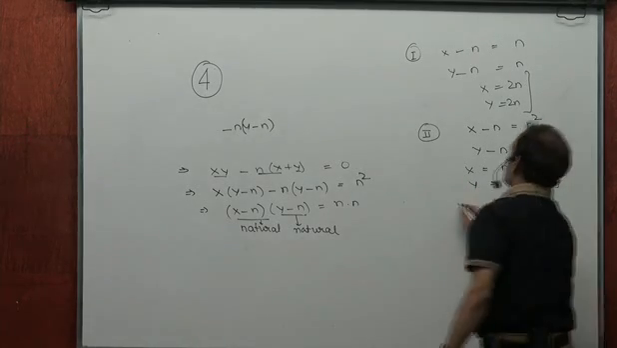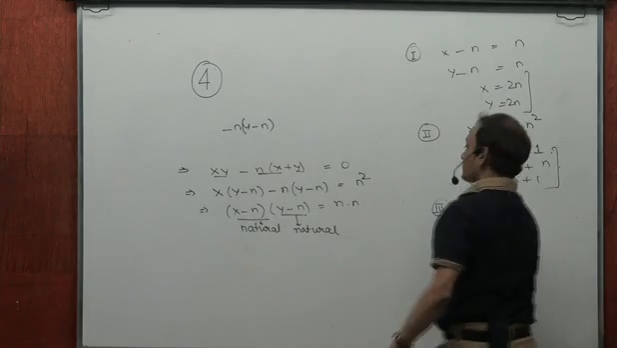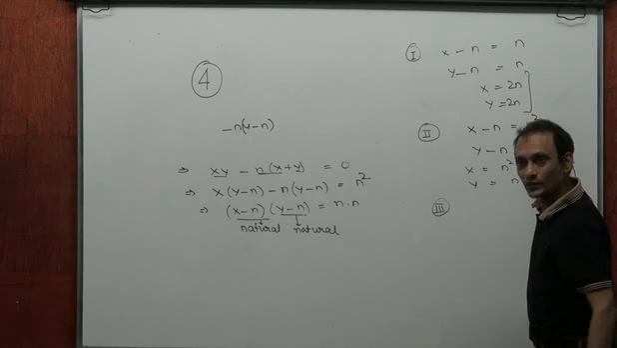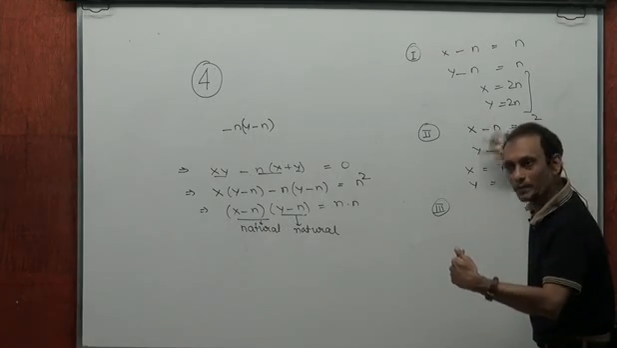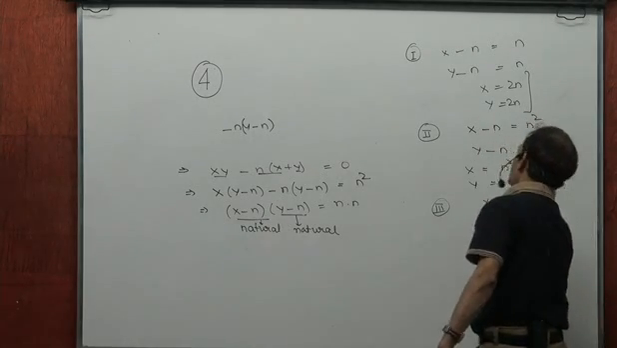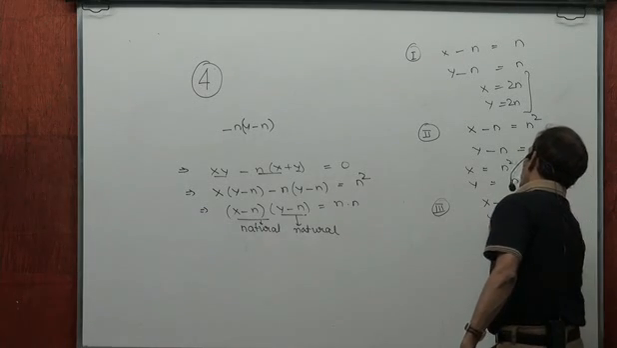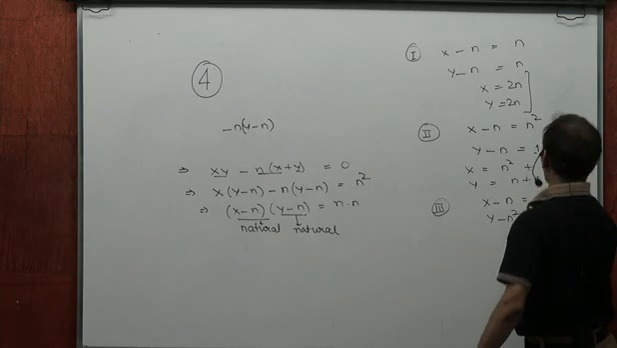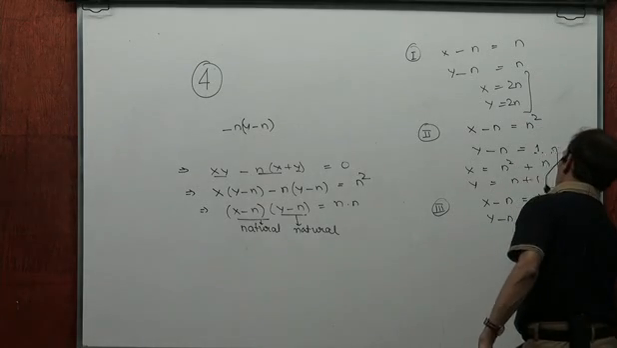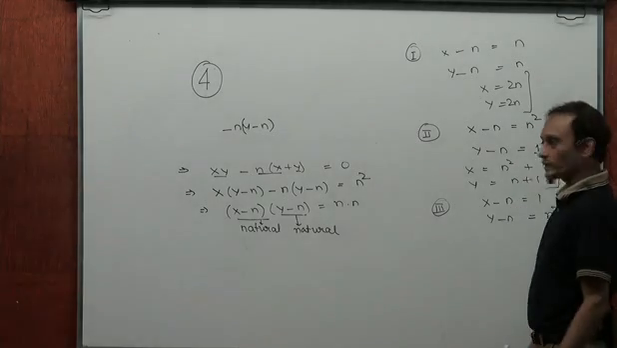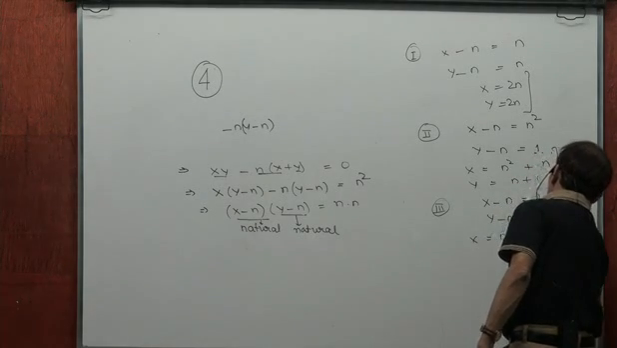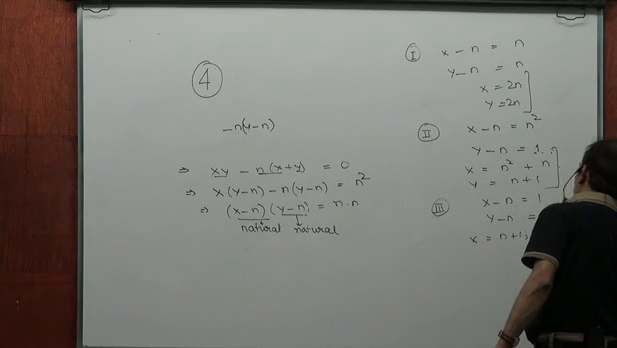Right? Third possibility, x minus n is 1 and y minus n is n squared. Reversing the roles, swapping, right? I have x minus n equal to 1 and y minus n equal to n squared. This gives me x equal to n plus 1 and y equal to n plus n squared.